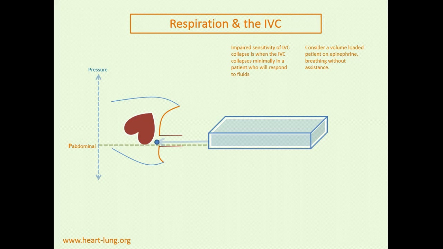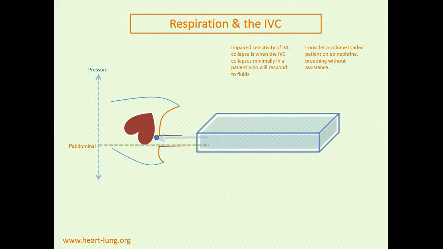So consider a volume-loaded patient. You've given them 4 or 5 liters of crystalloid for probably not a great reason, but they've received it. They're breathing without assistance, and maybe they're on some epinephrine because you like that pressor. So now the mean systemic filling pressure is high because of all the volume you gave them, and also because the alpha effects of epinephrine will cause the venous beds to clamp down, and now you're going to have a high pressure head pushing blood back into the thorax, which will tend to raise the right atrial pressure.